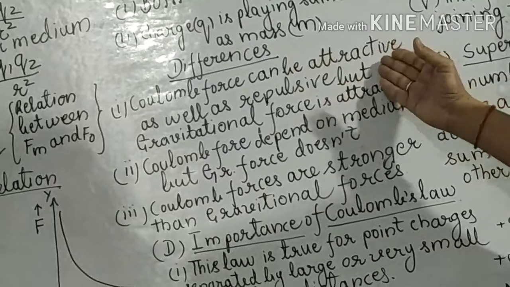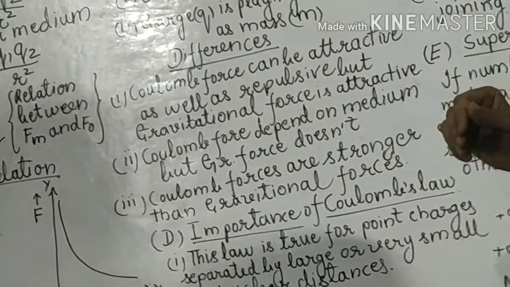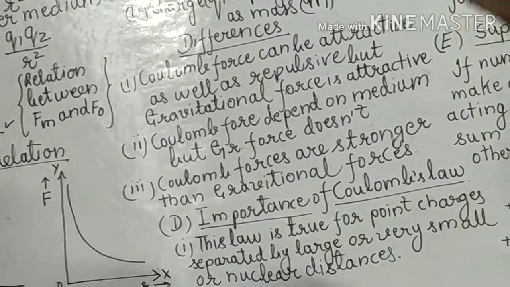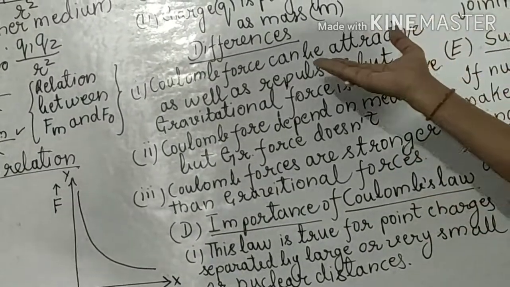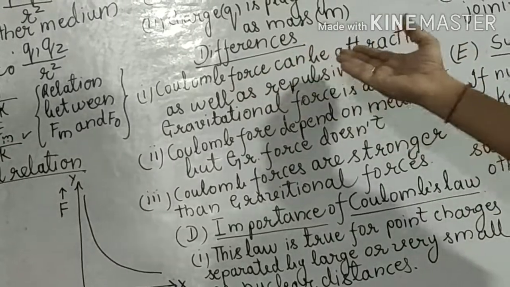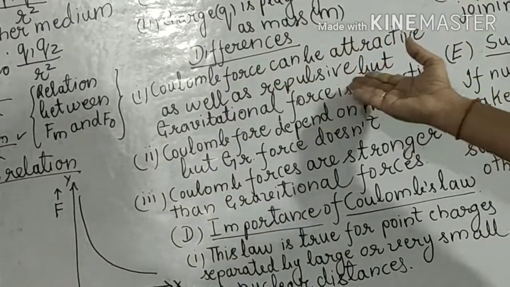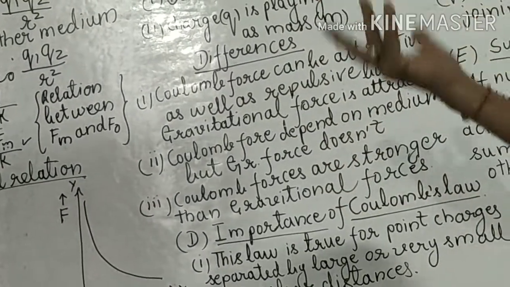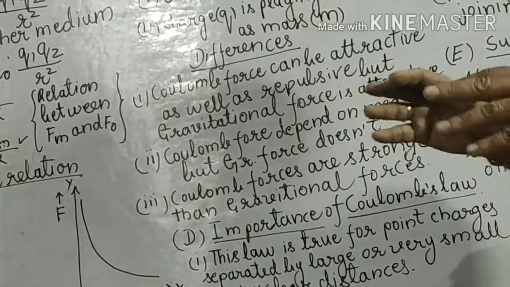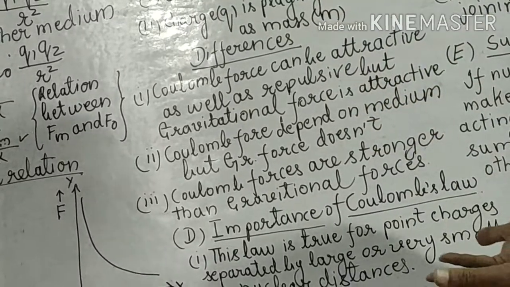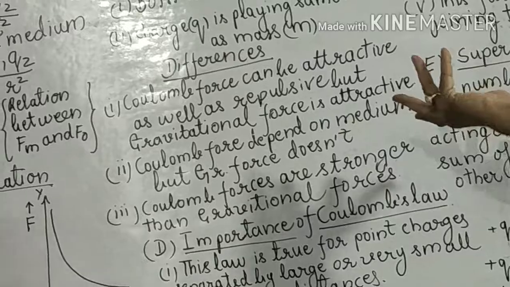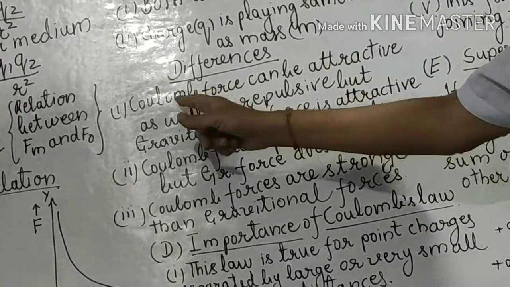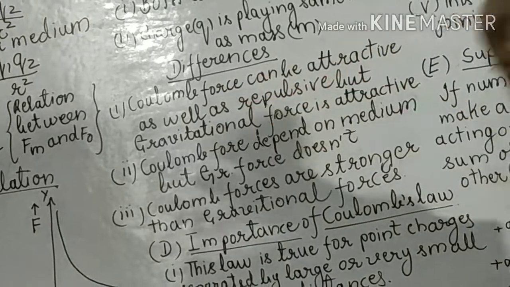Now the differences. The first difference is that Coulomb force, or electrostatic force of interaction between two charges, can be attractive as well as repulsive, but the gravitational force is only attractive. A simple clarification is why Coulomb force is attractive as well as repulsive: because there are two kinds of charges, positive and negative. If there are two positive charges or two negative charges, there will be a force of repulsion, and if unlike charges, a force of attraction. Two kinds of charges are there. That is the reason why Coulomb force is attractive as well as repulsive.